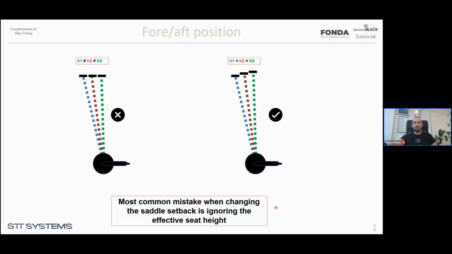You can simply just measure that. There are some formulas that you could use. Bolton and I use, for example, if you move the saddle forward by 1 centimeter, you should change the saddle height by 0.5 to 0.7 centimeters. But that mainly depends on the angle of the seat tube.